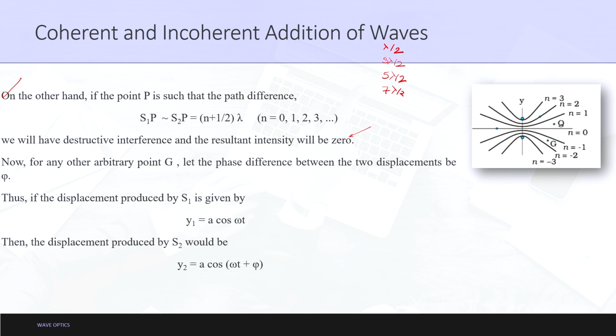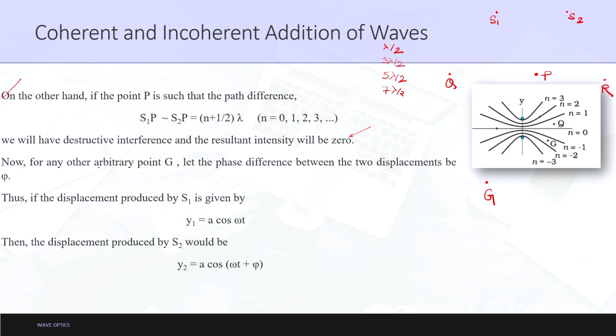Now, for any other arbitrary point G. Suppose this is source S1, this is source S2, this is the point P being talked about, this is the point Q, and this point is R. Now, let us suppose there is a point G being talked about, which has some arbitrary phase phi.